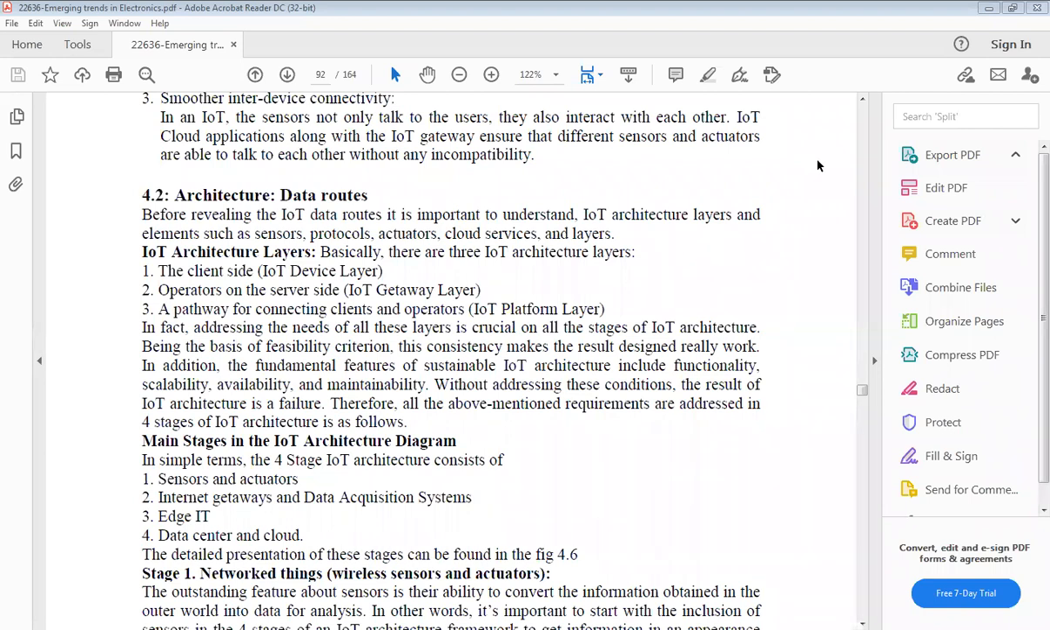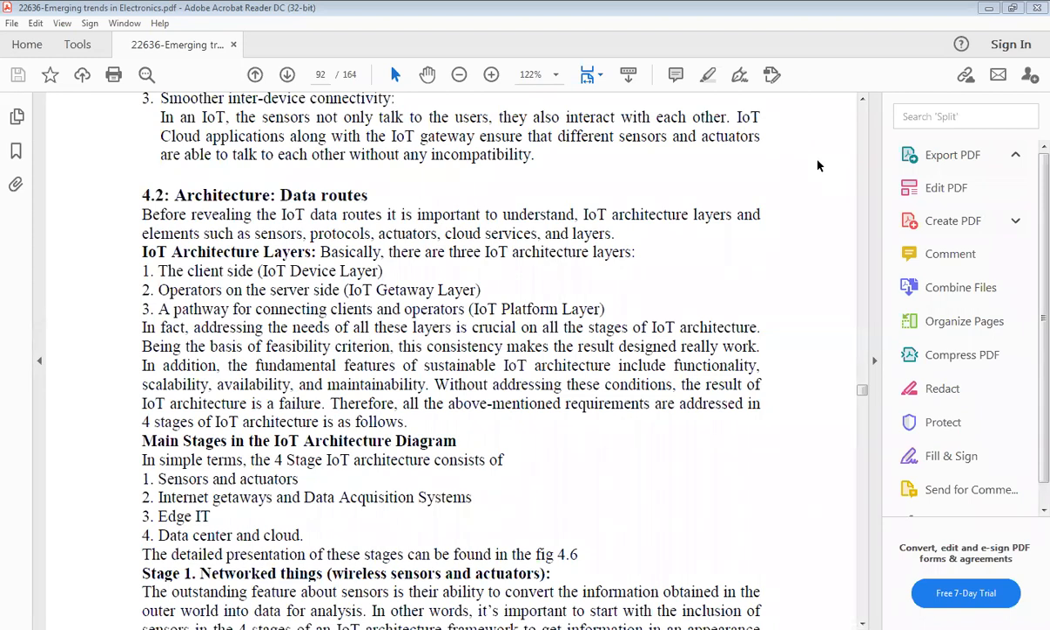Today, in the ET subject, Emerging Trends in Electronics, we will study the architecture of data routes. We have studied IoT, cloud, and edge gateway. So today we will study the architecture of data routes. So, IoT architecture: there are three basic layers in that IoT architecture.